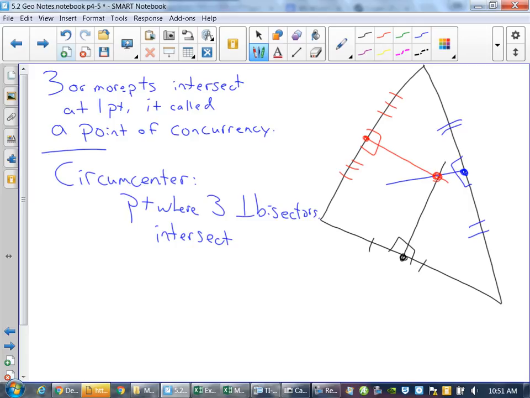Point R could be an incenter. Point R could be an orthocenter. There's three different names that you'll have to keep up with. Okay? As long as you know that, you'll know what to do. So perpendicular bisectors all run into each other at a point called a circumcenter.